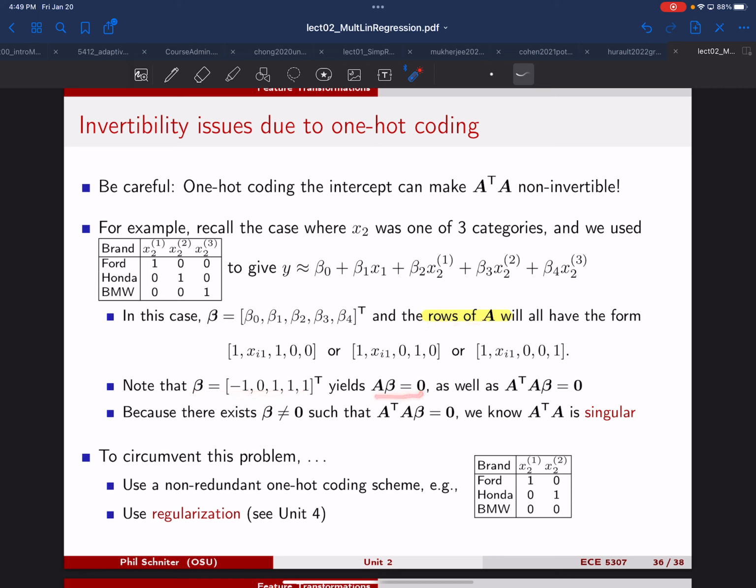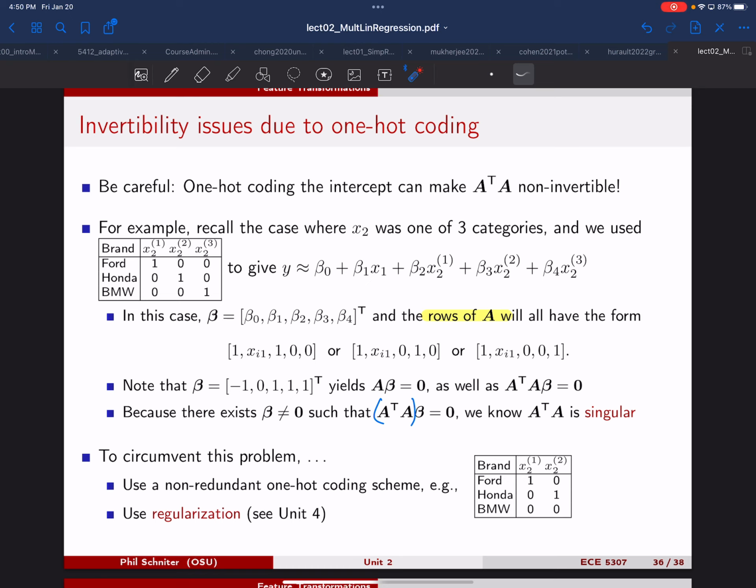So if this holds true, then I can multiply both sides of this equation by A transpose, and this must hold true. And now coming back to linear algebra, if there's some matrix, in this case the matrix is A transpose A, for which when you multiply that matrix by a non-zero vector and you get 0, that means the matrix is not invertible.